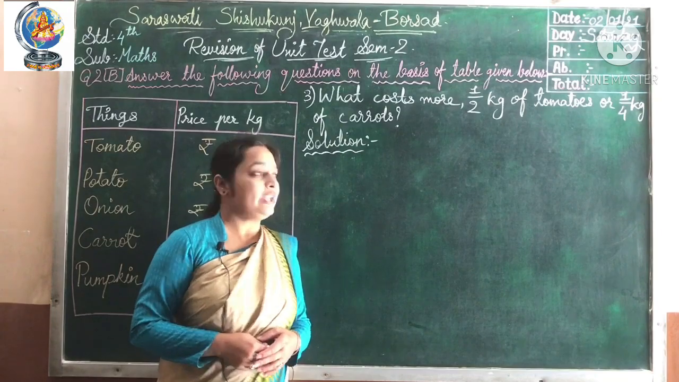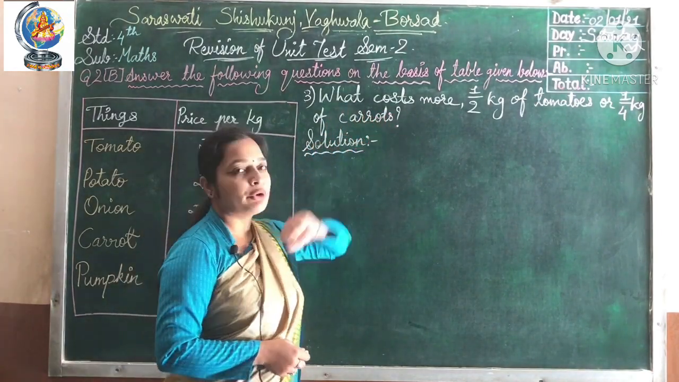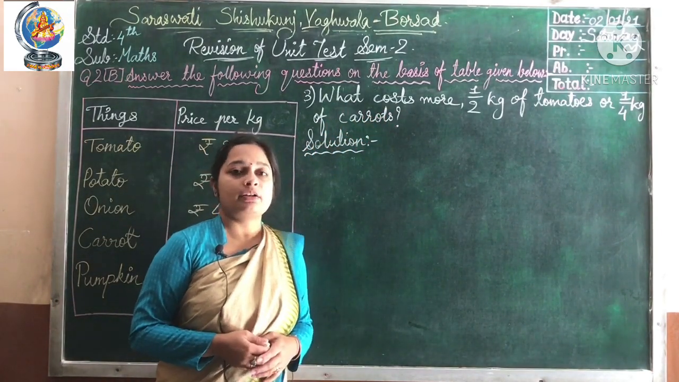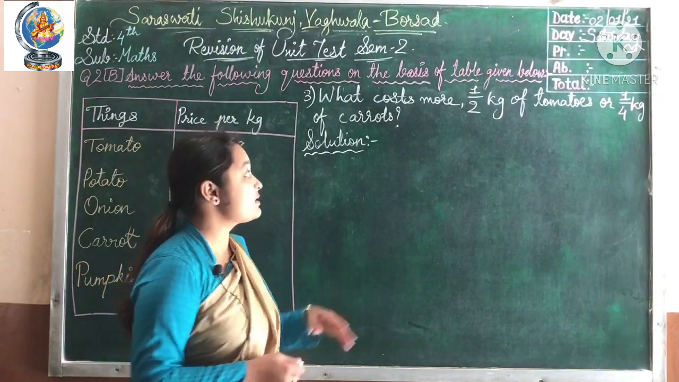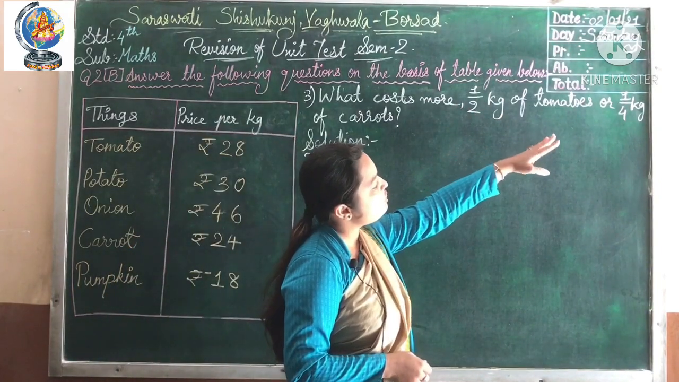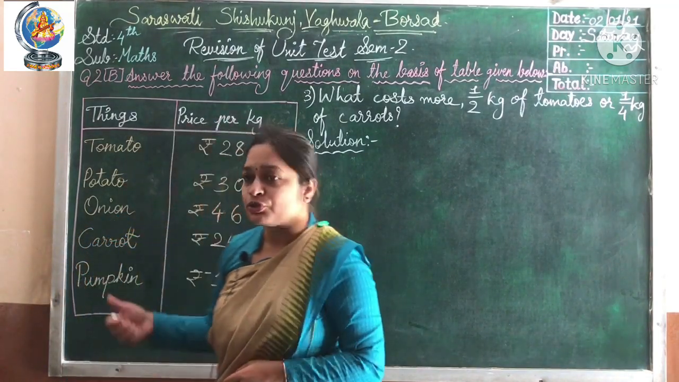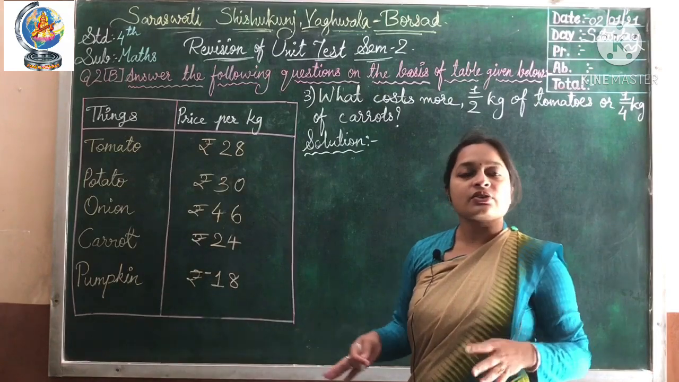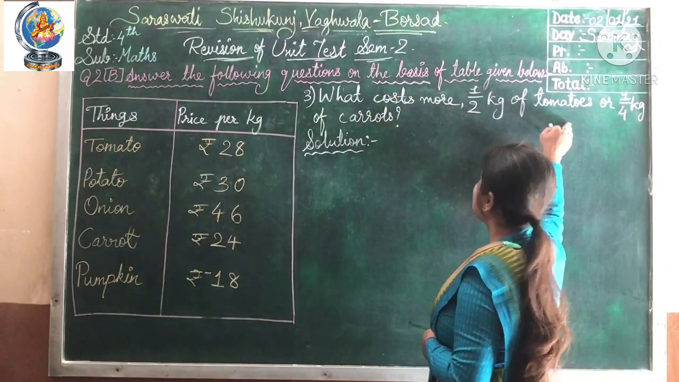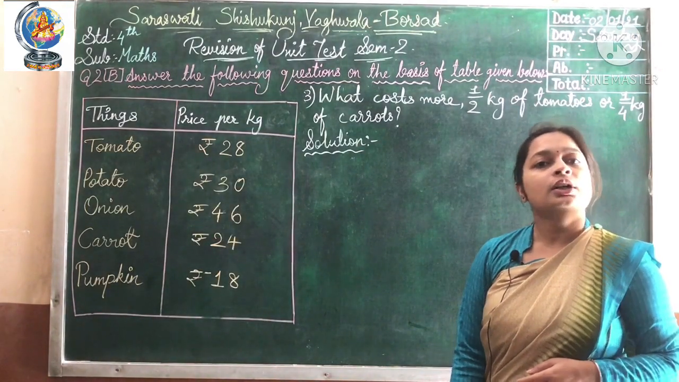Let's see number 3. What costs more? Here you have to compare. More means you have to compare two things: 1/2 kilogram of tomatoes or 1/4 kilogram of carrots. Prices are given to you here in the table, right? So you have to compare 1/2 kg of tomatoes and 1/4 kg of carrots.